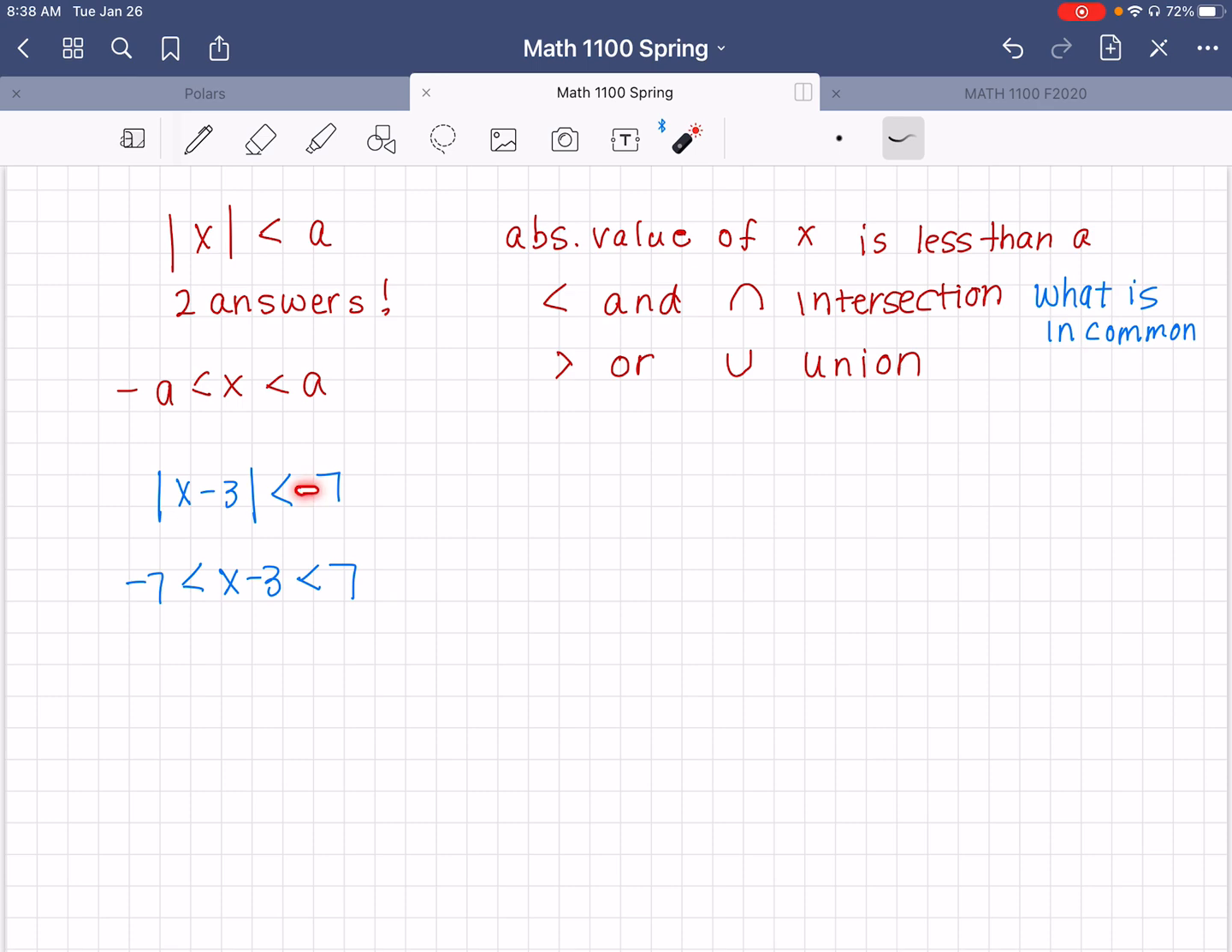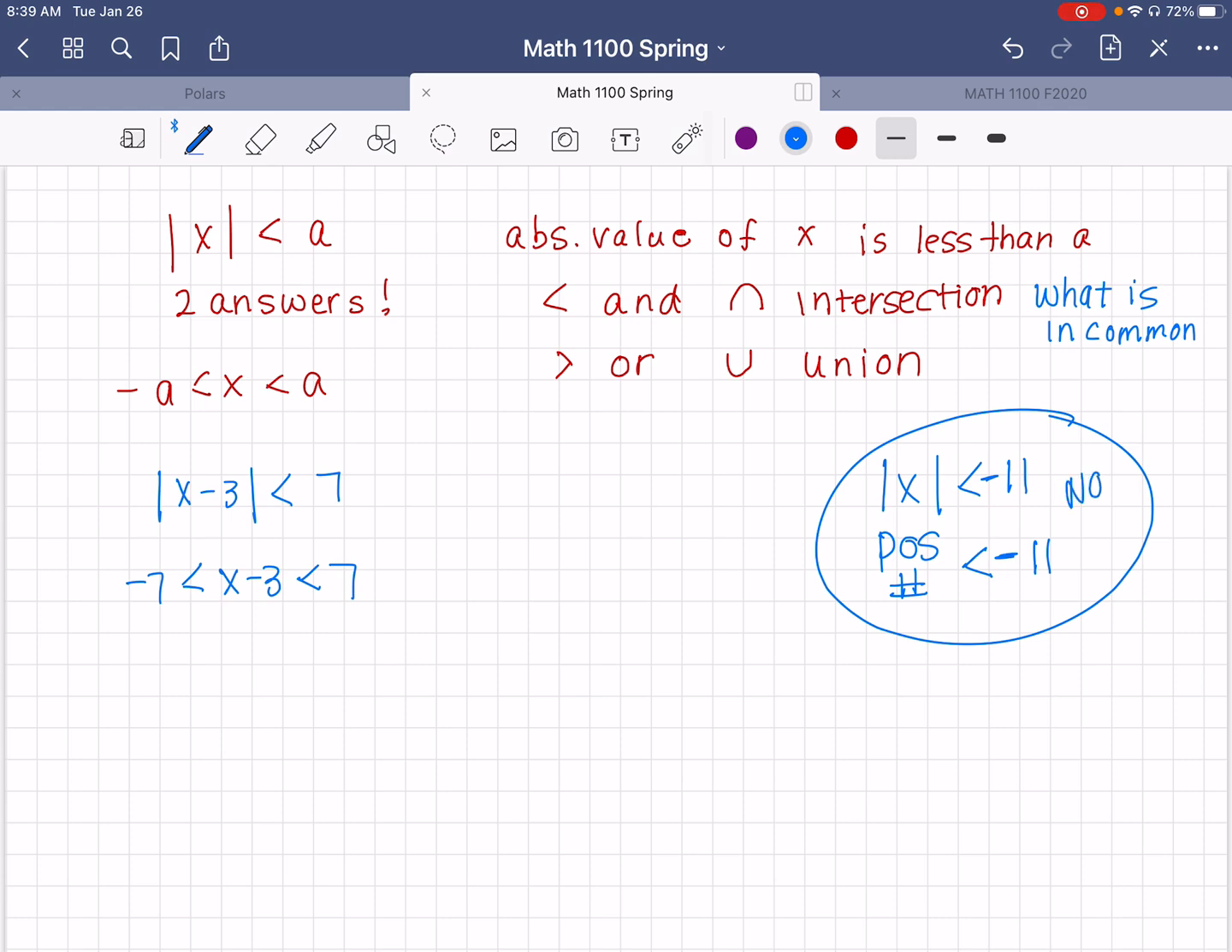If this was -7, the absolute value is less than -7. We can't do because an absolute value is always the distance from 0. So it's a positive number, and a positive number can't be less than a negative number. So if it said the absolute value of x is less than -11, this will always be positive. So is a positive number ever less than -11? That answer is no. Okay, not possible.